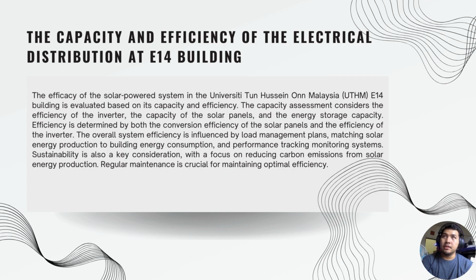The electrical distribution at the E14 building is evaluated based on its capacity and efficiency. The capacity assessment considers the capacity of the solar panel, the inverter, and the energy storage capacity. Efficiency is determined by both the conversion efficiency of the solar panel and the efficiency of the inverter.